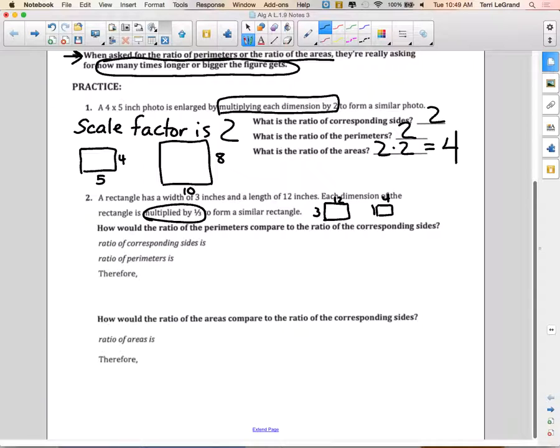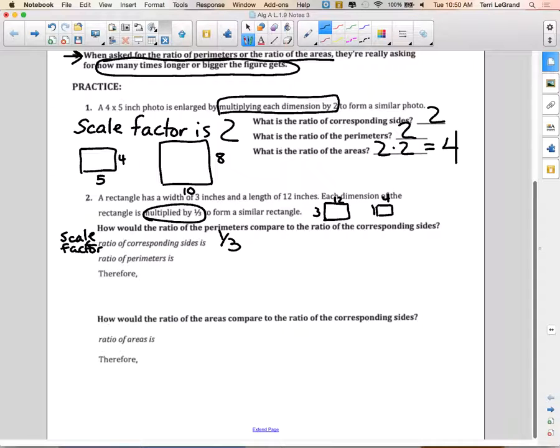So how would the ratio of perimeters compare to the ratio of corresponding sides? There's all that language. Does that make sense to you right now? Okay, let's just take it apart here. The ratio of corresponding sides is what? 1/3. 1/3, because remember that's the same as the, what is this the same as? Scale factor. It's the same thing there. Whenever they use the word ratio of corresponding sides, we're going to think scale factor. Okay?